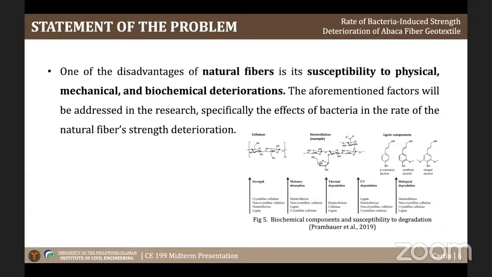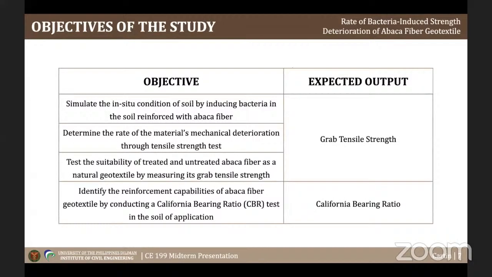However, one of the disadvantages of natural fibers is its susceptibility to physical, mechanical, and biochemical deteriorations. The aforementioned factors will be addressed in the research, specifically the effects of bacteria and the rate of the natural fiber's strength deterioration. The objectives of the study include simulating the in situ condition of soil by inducing bacteria in the soil reinforced with abaca fiber, determining the rate of the material's mechanical deterioration through tensile strength test, testing the suitability of treated and untreated abaca fiber as a natural geotextile by measuring its grab tensile strength, and identifying the reinforcement capabilities of abaca fiber geotextile by conducting a CBR test in the soil of application.